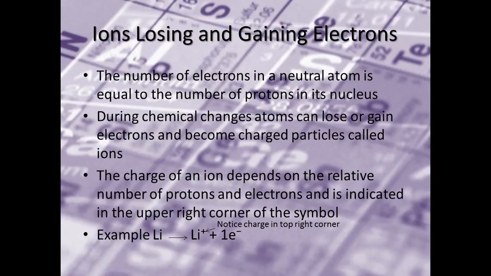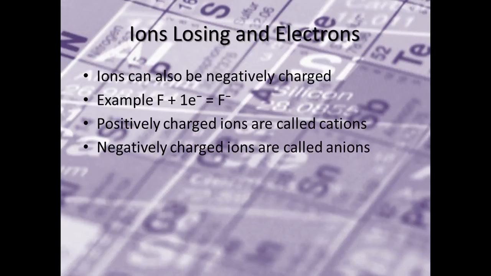has no charge, but once you take away an electron, lithium has a positive charge plus 1 electron that could go to another atom, leaving lithium with a positive charge. Ions can also be negatively charged. For example, fluorine plus 1 electron equals fluorine with a negative charge of 1. Positively charged ions are called cations, and negatively charged ions are called anions.